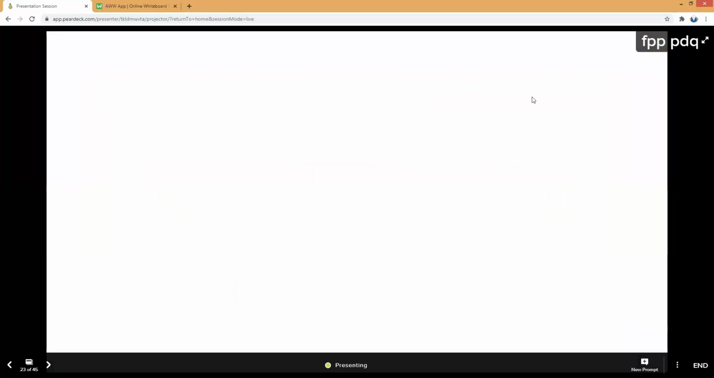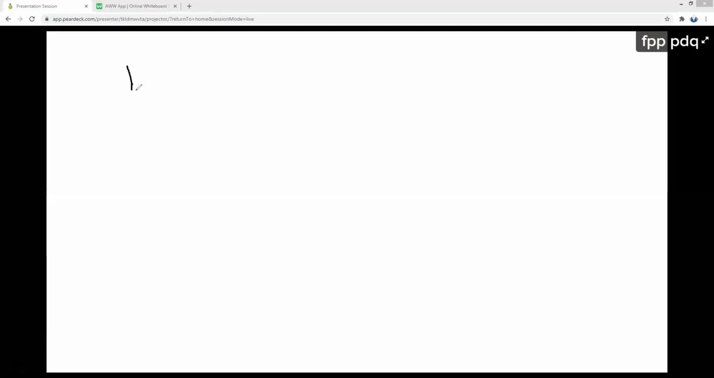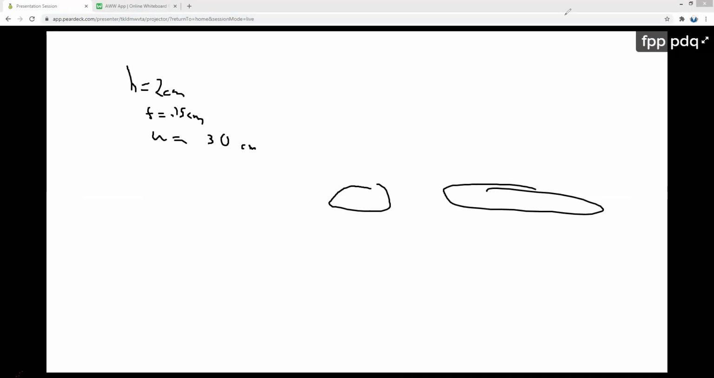Okay, so one second. Let me just take the pen. Height of object is 2 centimeter. No one can see it, right? Okay. Focal length is 15. Focal length will be minus 15 since it's a concave mirror, and the object distance is 30 centimeter. Now we are asked to find the nature of the image and the size of the image. For finding the size of the image, we know the relation: magnification is equal to minus v by u. So we need to find v.